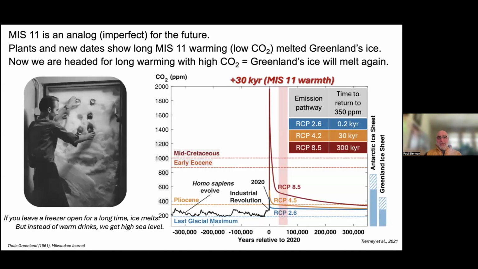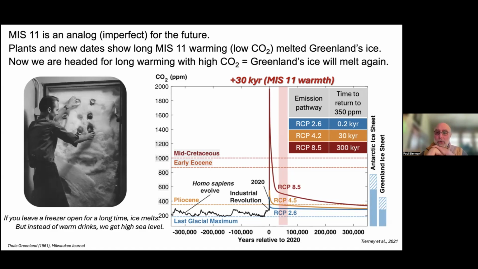Okay, so why does all this matter? Well, we know Camp Century didn't have ice at MIS 11. We know that the center of Greenland lost its ice sometime in the last 1.1 million years. We don't know if that's an older interglacial or if that's MIS 11. MIS 11 is pointed to by many people as an imperfect analog for the future, but an analog nonetheless. And the plants and the dates we have show, along with much other data, that MIS 11 warming was long-lived and it melted away Greenland's ice.